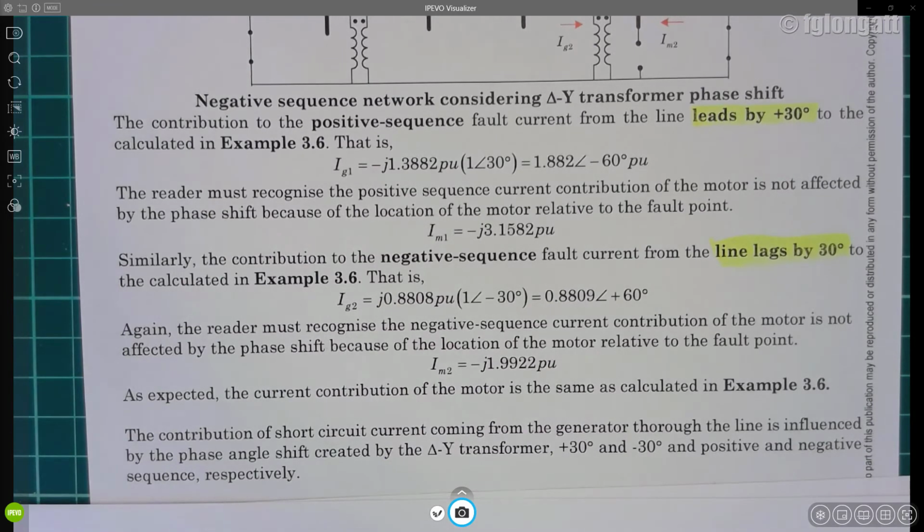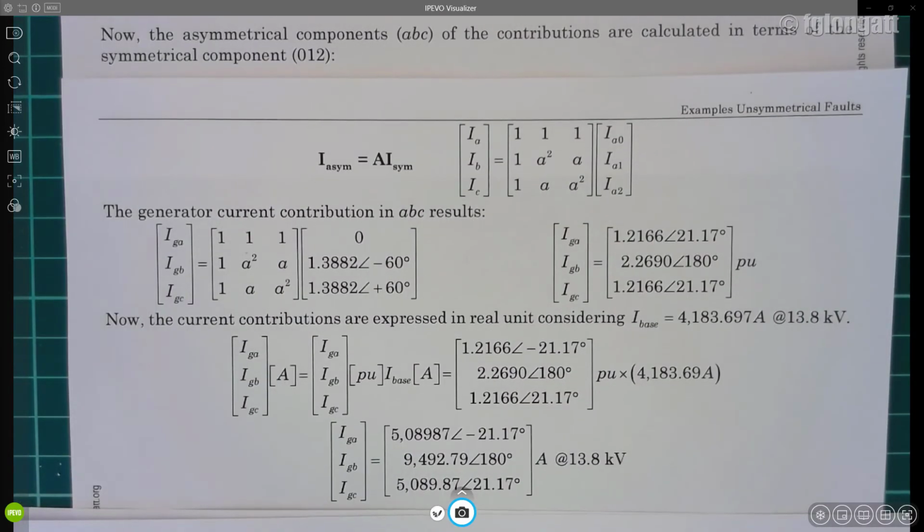What we need to do now is to see what is the effect of including those new phase angles into the final solution of this problem. And the final step is that we will move from the positive, negative, and zero sequence world to the A, B, and C world.